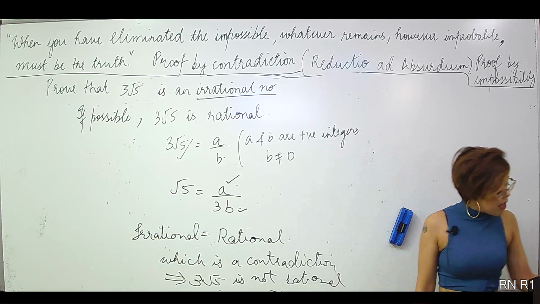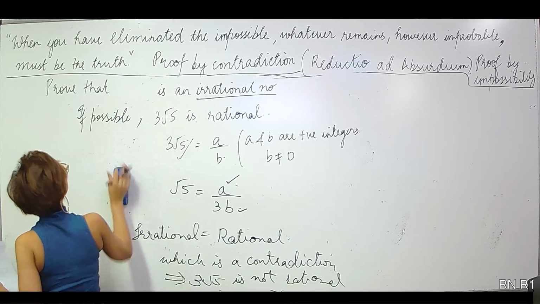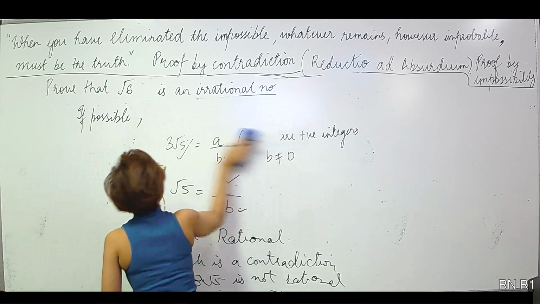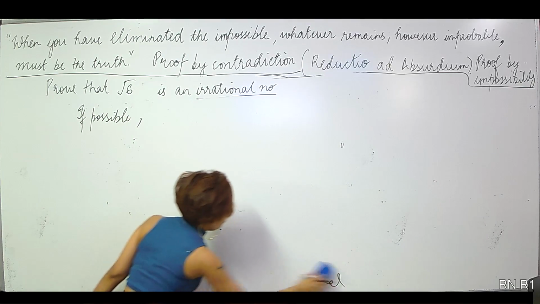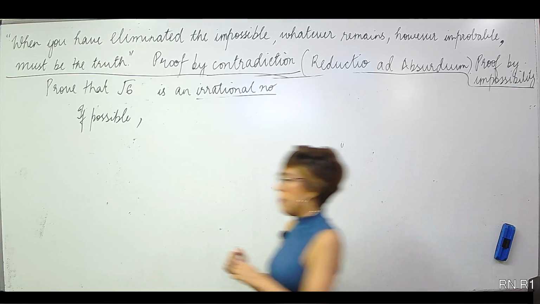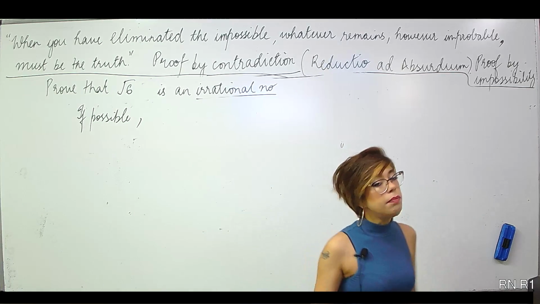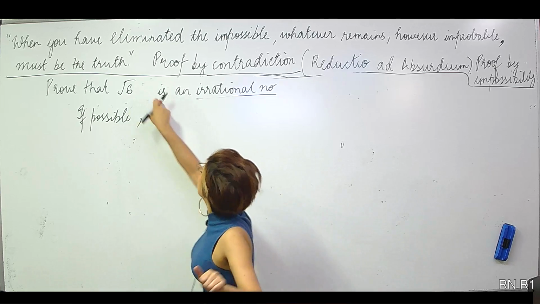Right? Done. Next one. Now this is an interesting one. Prove root 6 is an irrational number. I think you can pause the video and then proceed further. I will discuss it. So on the board now, prove that root 6 is an irrational number.